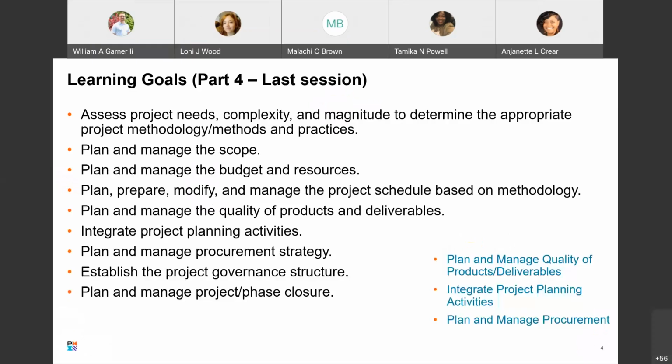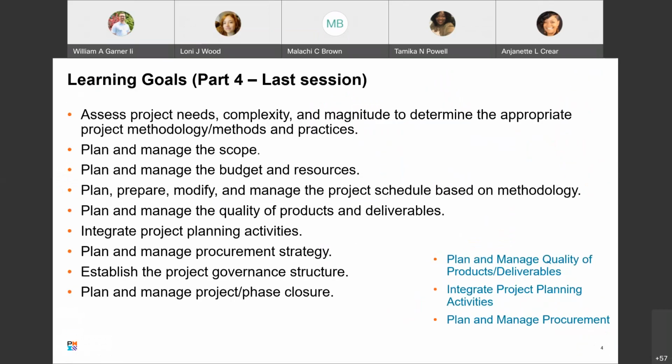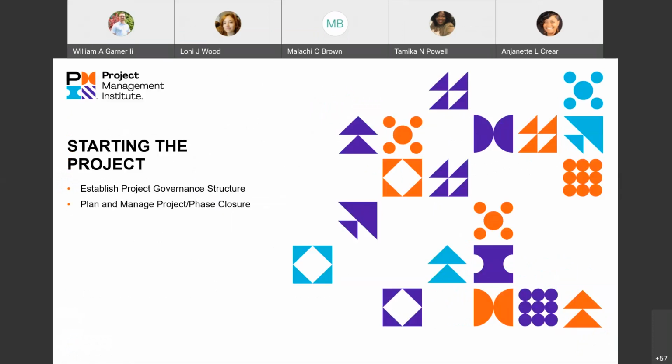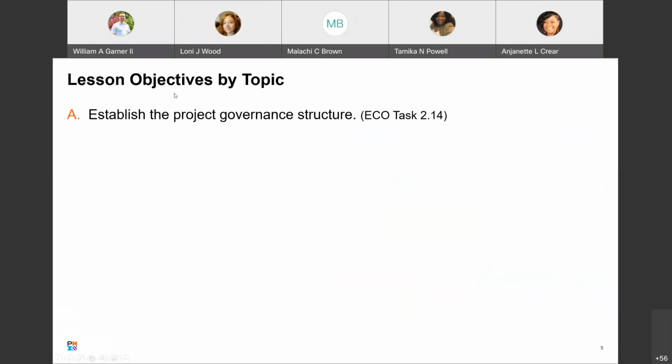All right. So here we are, Monday, July 26th. This is starting the project, part 5. And what we've got to cover today is to establish project governance structure and plan and manage the project phase closure. We've got our topics today, which will be to establish the governance structure.